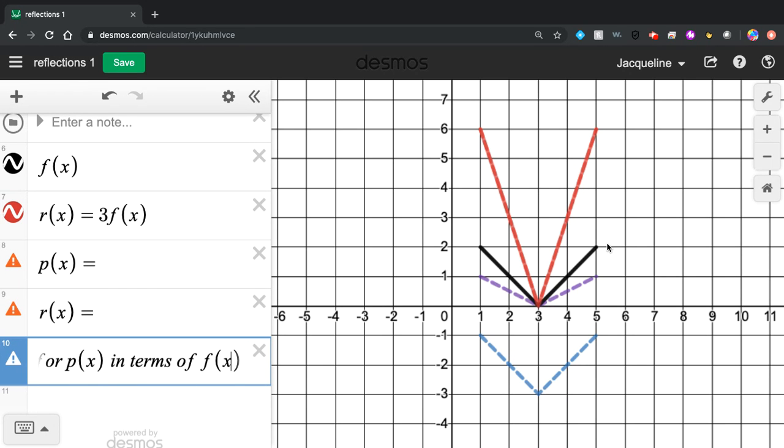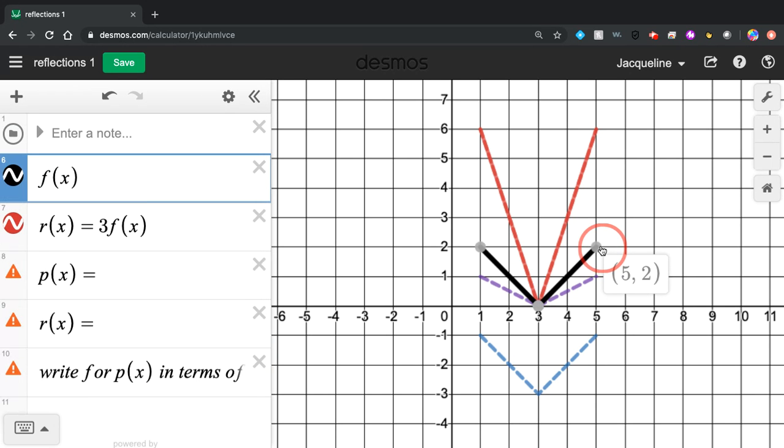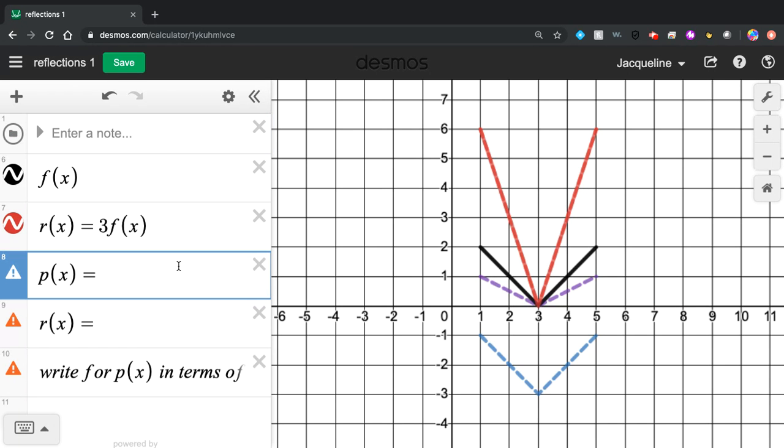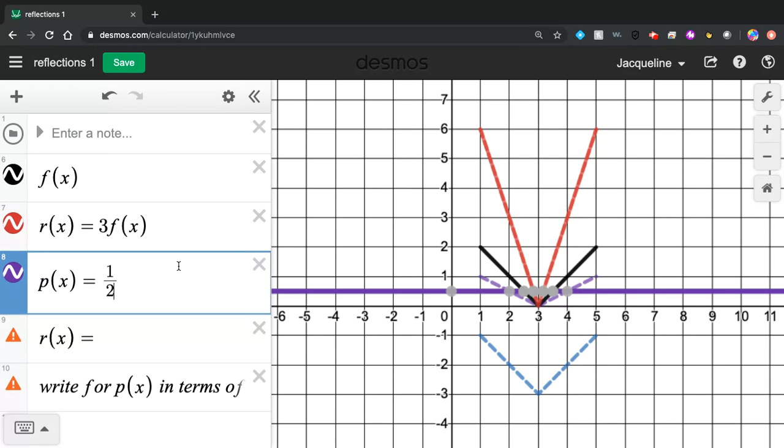I'm starting at the black function. And then I need to get to the purple. So I've got to think to myself, how can I get from 2 as my y value to 1 as my y value? How can I get from 2 to 1? Well, if I'm going to multiply, that means I'm going to have to multiply by something smaller than 1. In fact, how do I get from 2 to 1? I'm cutting in half. So what I'm going to write here as my equation is 1/2 times f of x. And that lines up with my purple.